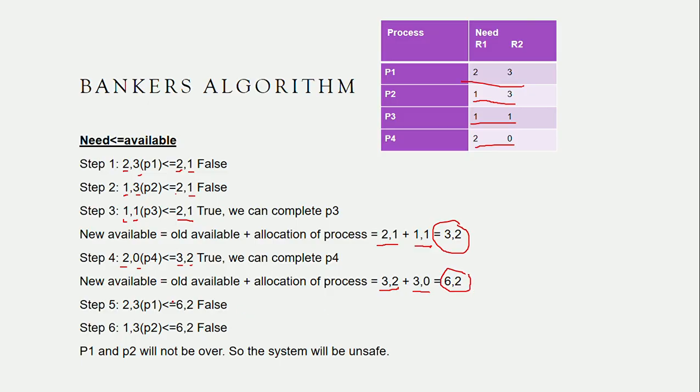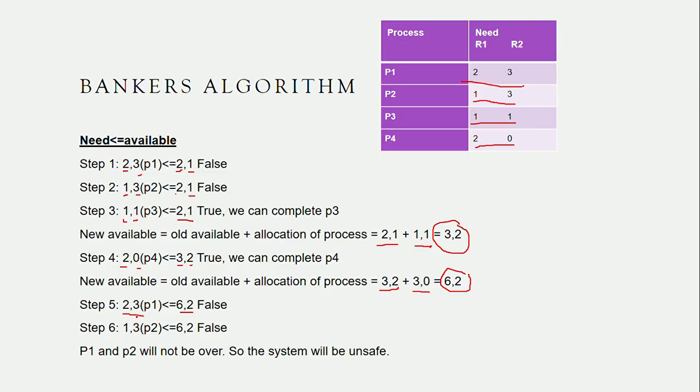Now again, with the help of this new available resource, we can check whether we can satisfy the request of P1 and P2 or not. 6, 2 is the new availability and P1 requires 2, 3. So 2, 3 is its requirement and 6, 2 is the availability. You can see out of 6, we can allocate, but out of 2 I cannot allocate 3. So that condition is false. We cannot allocate the resource for P1.